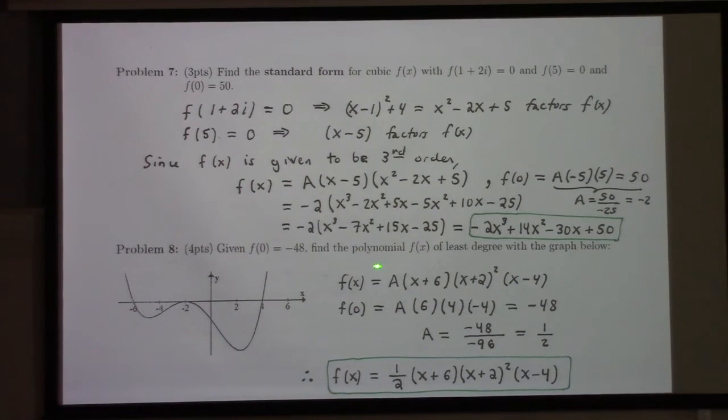A in the front we don't know yet, but we'll find it from f of 0 equals minus 48, so we do that. That leaves us with minus 48 divided by minus 96, which gives us a half, and there you go, that's the answer. So I think if I ask one like this on the test, everybody can get this right. A lot of you are still working out your demons, so to speak, when it comes to figuring out the constant in the front, right?